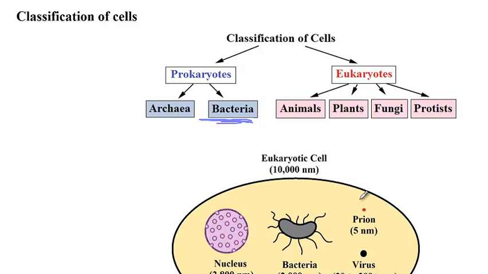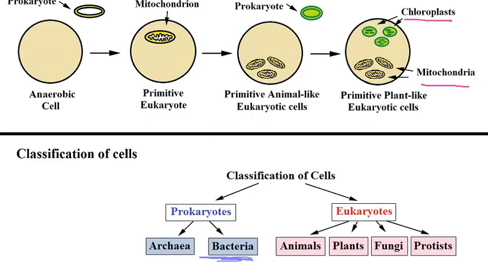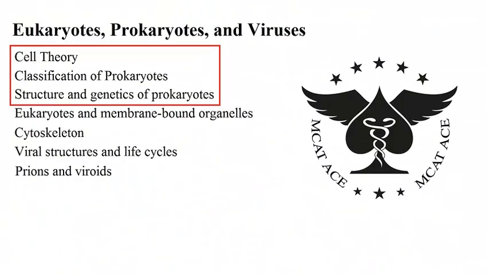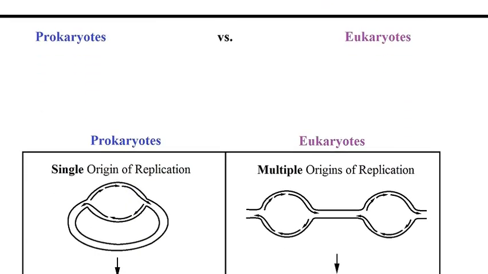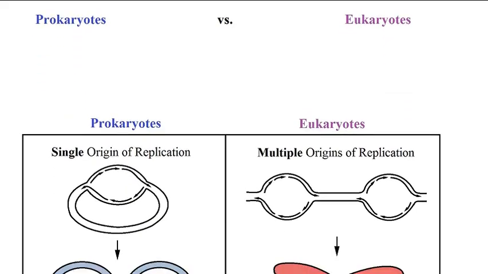And then, as I just discussed, in the next video we will go over viruses, prions, and viroids. Basically, these are non-cellular infectious particles that will multiply only when they are inside the cell. So in the next video, we will discuss how these non-living particles are able to replicate once they are inside a living cell. Okay, now moving on with prokaryotes and eukaryotes.